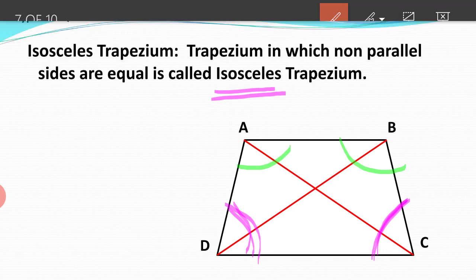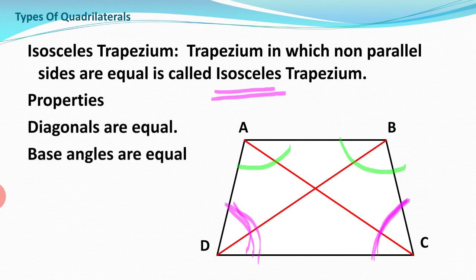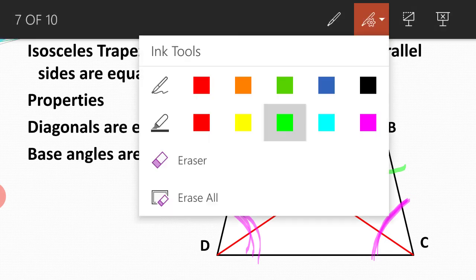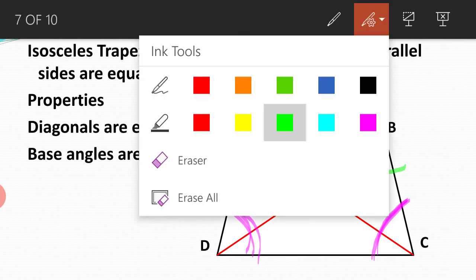Is it okay? So let us write down these properties. Diagonals are equal and base angles are equal. You can draw with colors these base angles of the isosceles trapezium. Is it clear? I hope you have understood. So we have finished with trapezium. In trapezium we have one isosceles trapezium. Now let me erase it and let us go to the next quadrilateral. Okay.